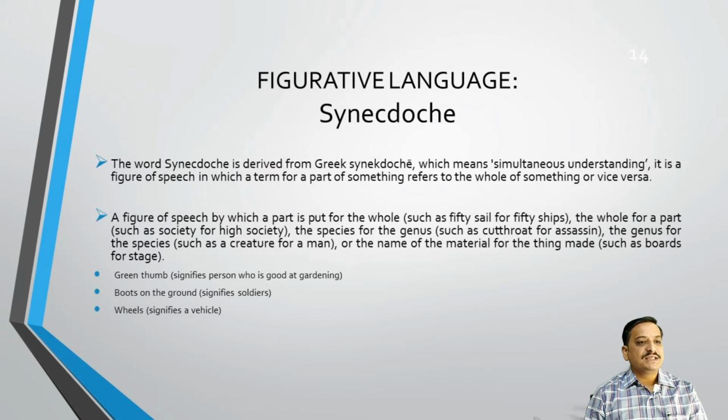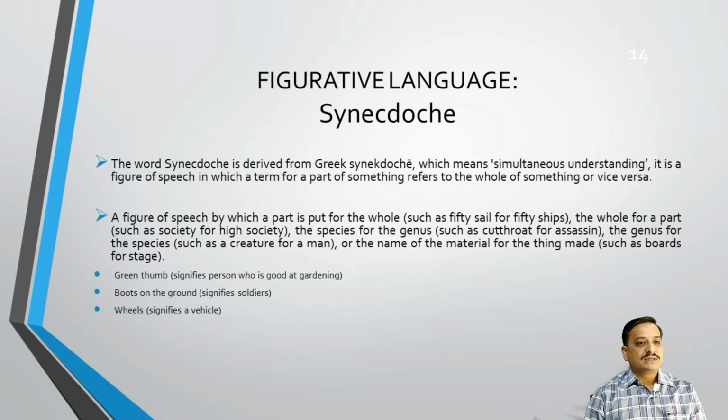Moving on to the next literary device would be synecdoche. The word synecdoche is derived from a Greek word which means simultaneous understanding. It is a figure of speech in which a term or a part of something refers to the whole of something or vice versa. A figure of speech by which a part is put up for the whole, such as 50 sail for 50 ships.